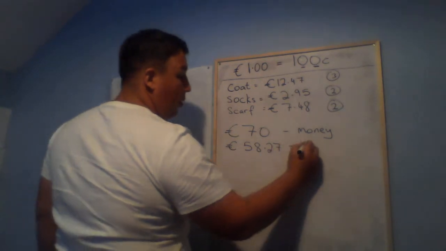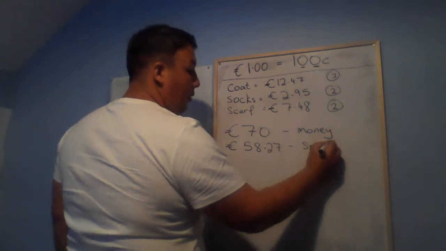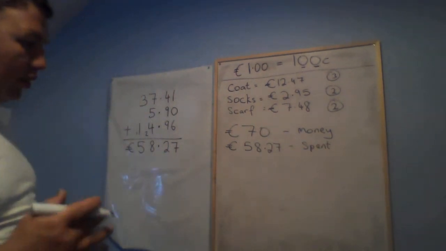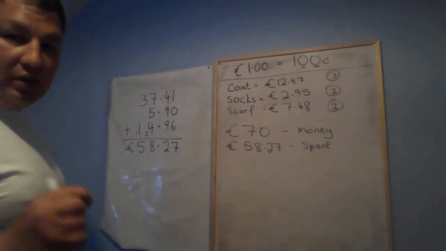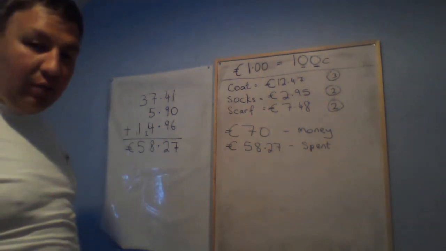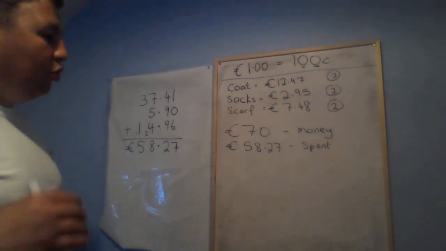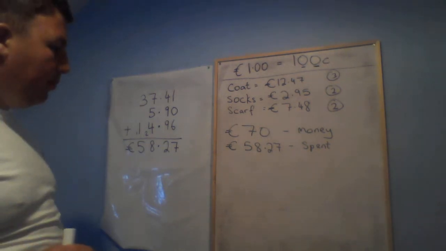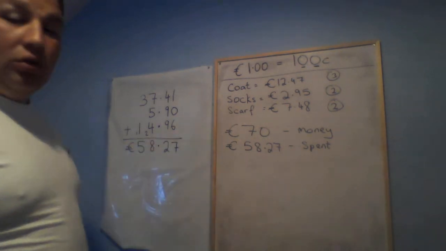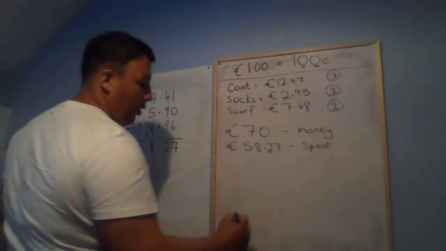58.27, and label them all just so that, again, always minimize the chance of making a mistake. It's fine if you make a mistake, that's how we learn, but you want to minimize that chance all the time. So to do this then, we take them away.